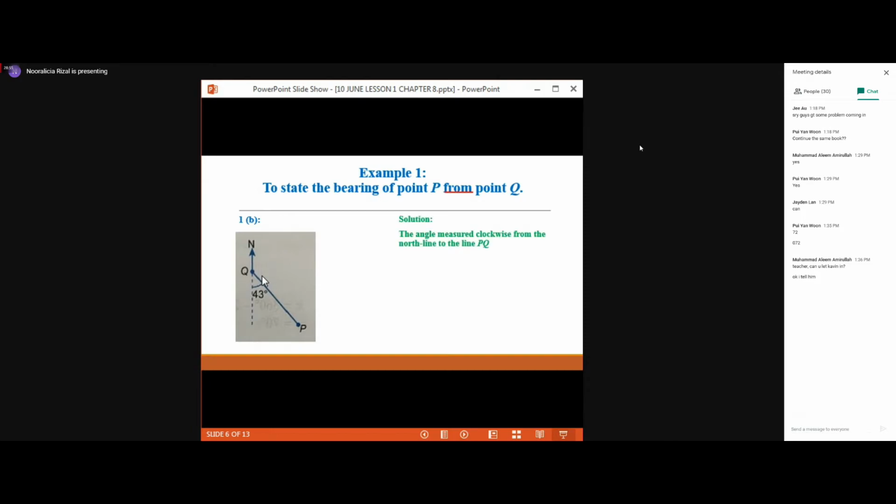Let's look at the solutions. Already I explained, you move on. So here, this is the bearing of P from Q. So it's a semicircle. You look at my straight line here. So you can see a semicircle. So you take 180 minus 43 to get this bearing or the answer here. So the answer is 137.